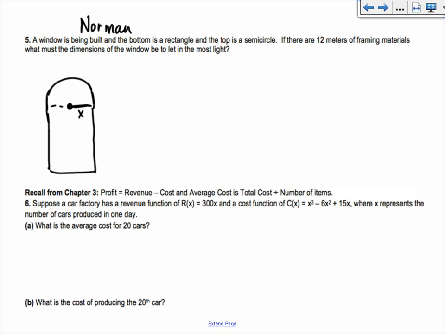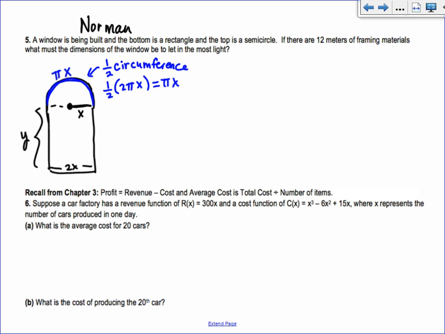All right, and then you need to talk about the distance across. So it's half the circumference. All right, so it's going to be 1/2 2 pi r. So in our case, our r is x. It's going to be pi x. All right, and then you have 2x along the bottom, right? And then we have some kind of height here. We don't know. So I'm going to call that y for now.